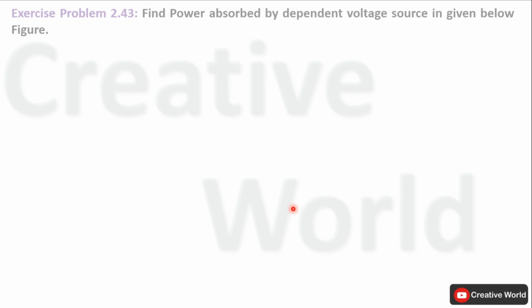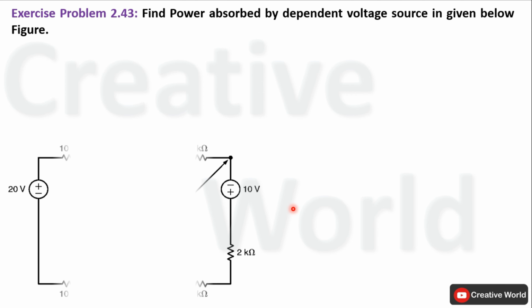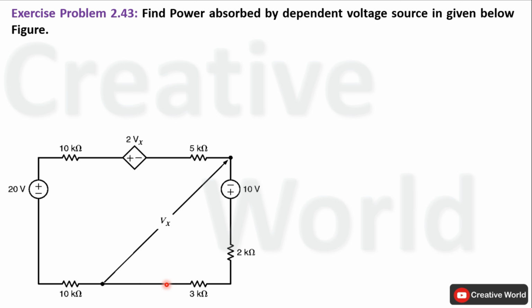Now move towards the problem. Exercise problem number 2.43. Find the power absorbed by the dependent voltage source in the figure given below. This is the circuit diagram of the given problem. We have to find the power absorbed by this dependent voltage source.